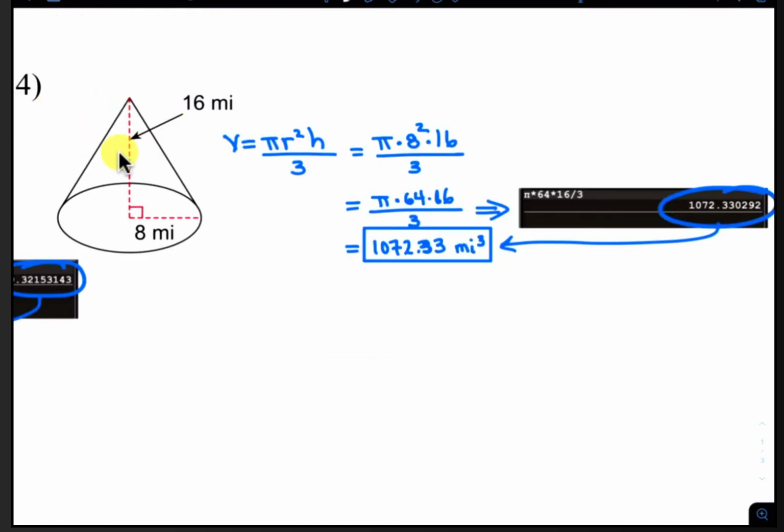And here's question number 4. We have a cone again, and the volume of a cone is pi times the radius squared times the height h, all divided by 3. That's pi times 8 squared, because 8 is the radius, times 16, which is the height, all divided by 3. 64 is 8 squared. So we have pi times 64 times 16, all divided by 3. And then we can just put all of this in the calculator at one time.